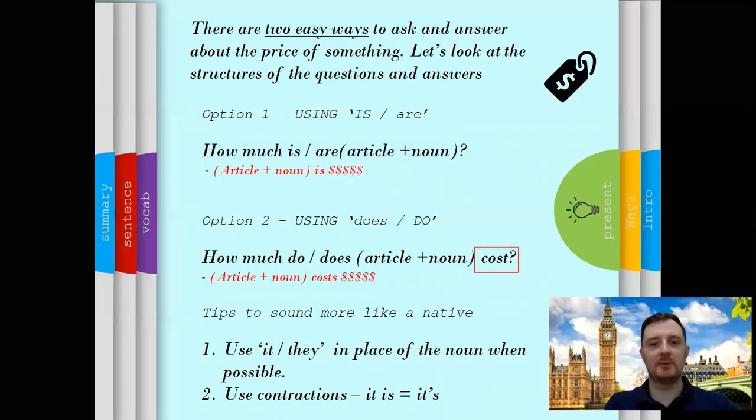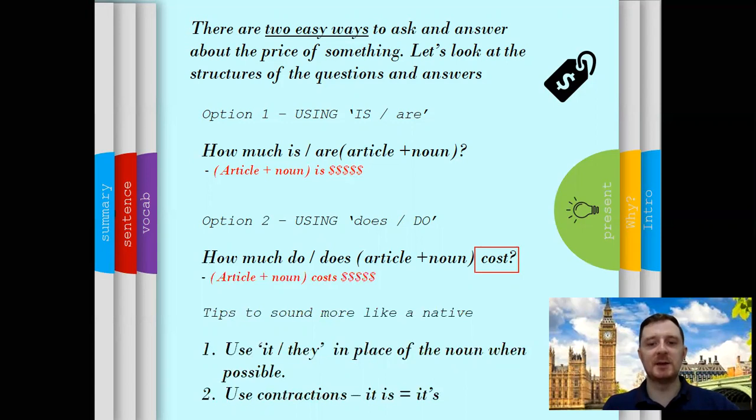Okay. Now, just some very quick tips to sound even better. You can use it or they in place of the noun when possible. Okay, so for example, we have a pen here. So we can say, how much is the pen? Or we can say, how much is it? How much is it? Okay, we can use it or they in place of the noun to sound more natural, more native and have a higher level of English.